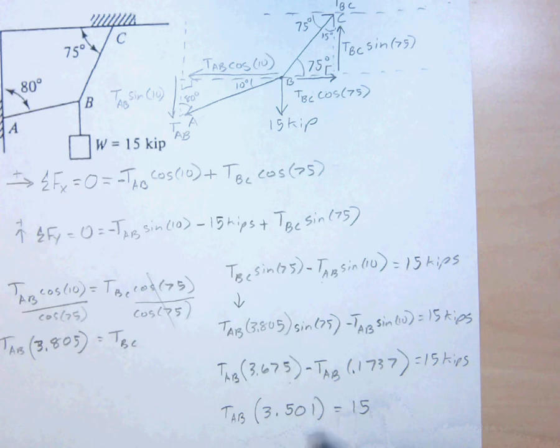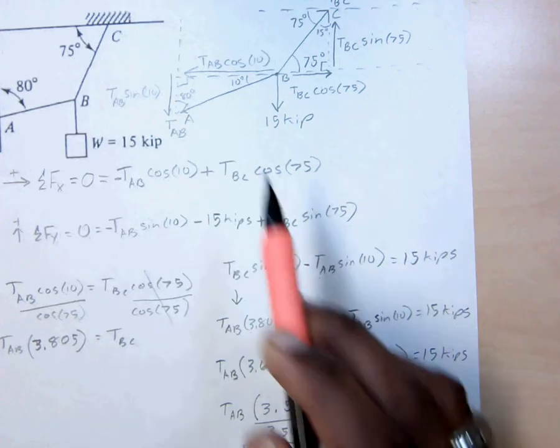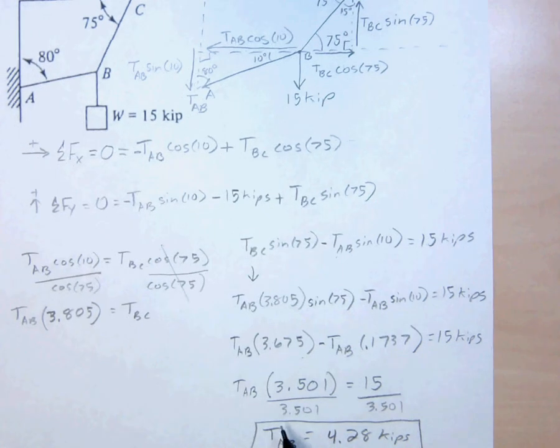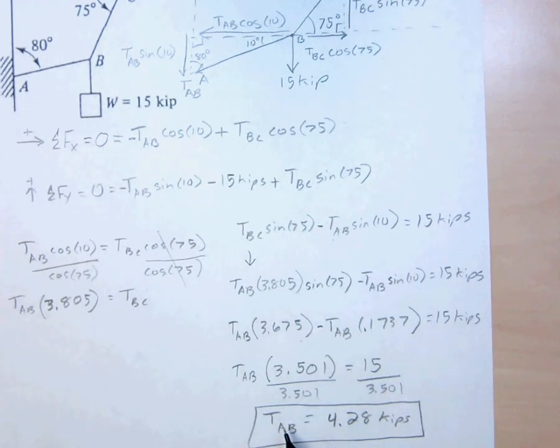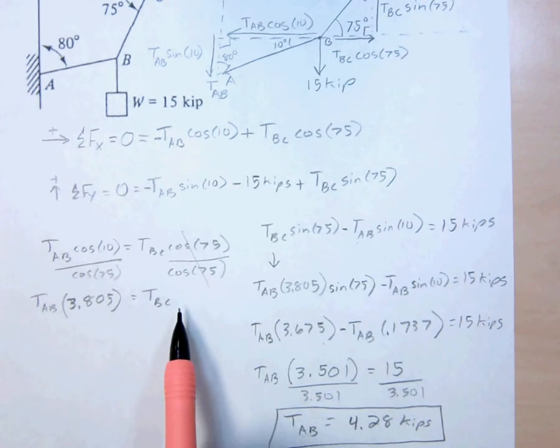I divide both sides by 3.501, and that gives me that the tension in cable AB is going to equal approximately 4.28 kips. I've of course rounded that to 3 significant digits as per what I normally do. So now I'm going to take this value of the tension in AB and plug it into our equation right here to determine what the tension in BC is.